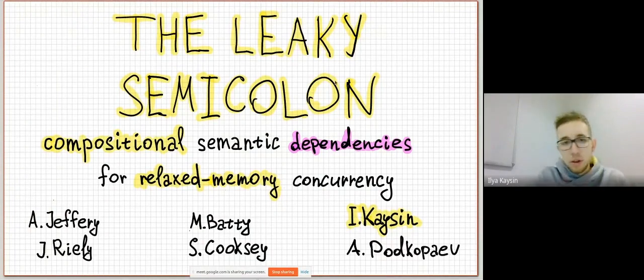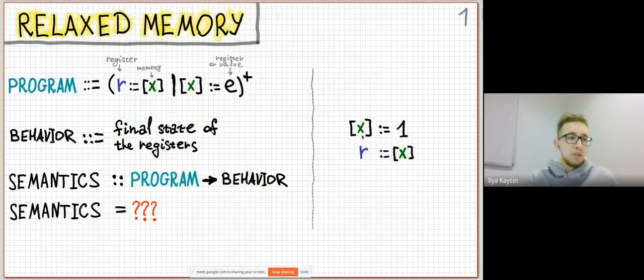This is a joint work of 3 research groups, and the talk comprises 2 main parts. First, I will present in a nutshell what weak memory is about, and I will show you how the dependencies between instructions influence the semantics of the behavior of programs. And in the second part, I will show you how to calculate dependencies using a logical approach, and thus how to acquire semantics. Okay, so first let me remind you what weak memory is about.